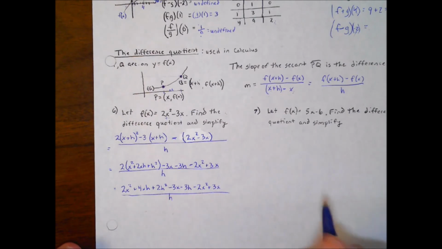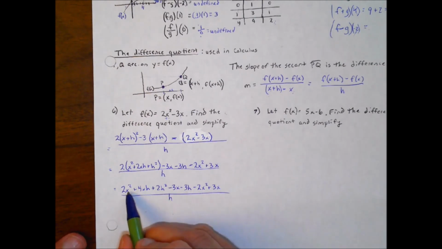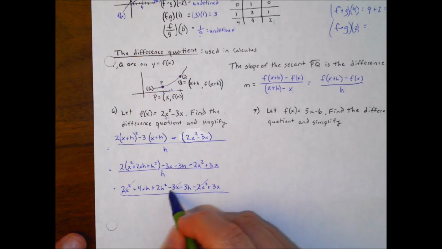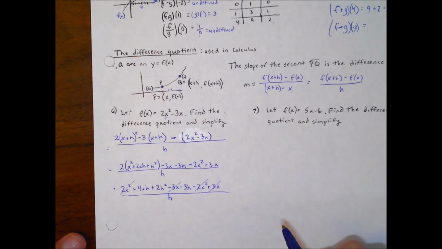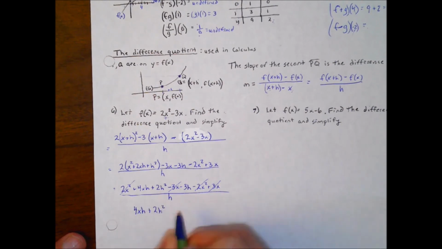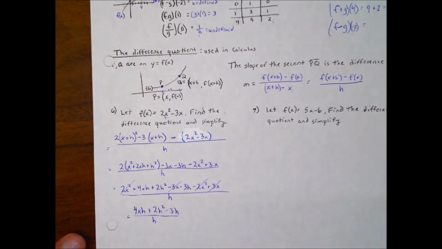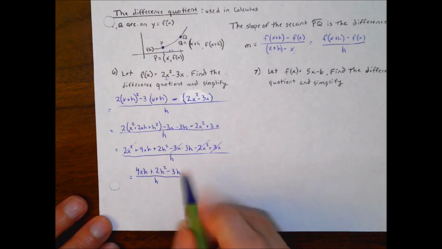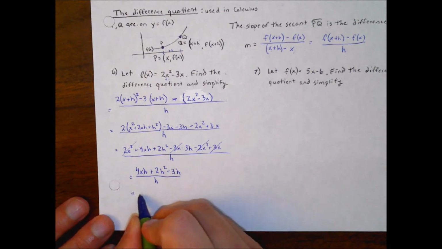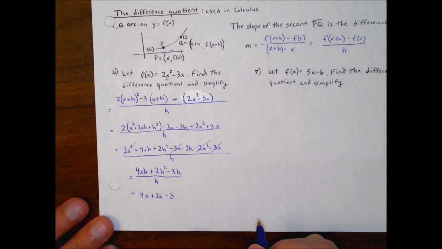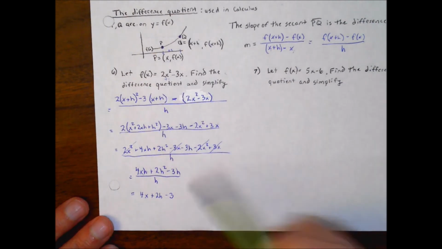Okay. Now let's combine some like terms together. So notice I have 2x squared and negative 2x squared cancels out. I have negative 3x and positive 3x that cancels out. And what I'm left with is 4xh plus 2h squared minus 3h all divided by h. Now notice all these have h in it, so I can divide this h out of all of them. So if I divide the h out, I have 4x plus 2h minus 3. And that is called our difference quotient.